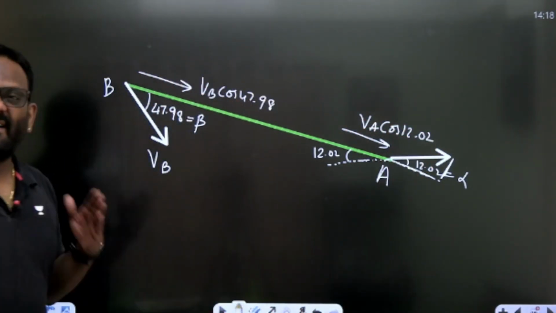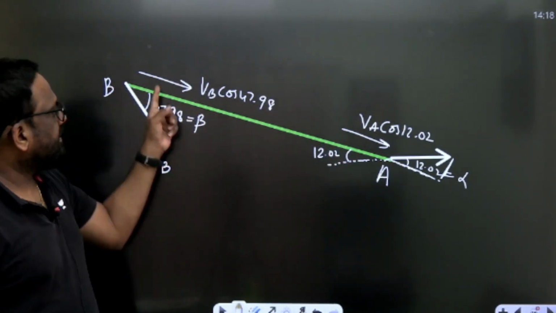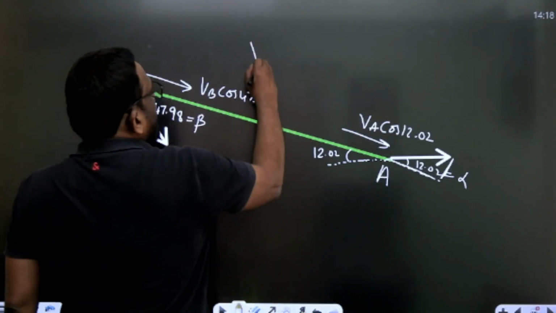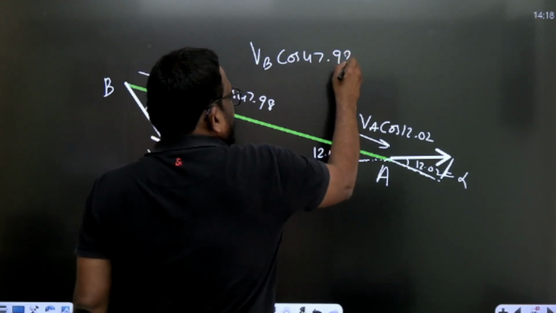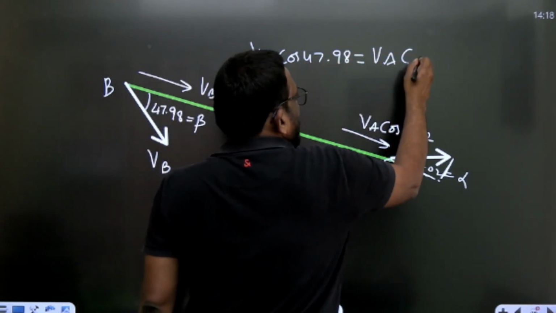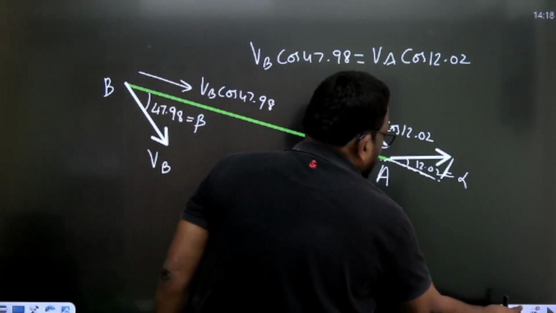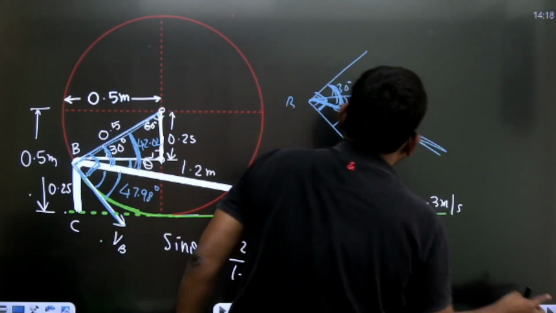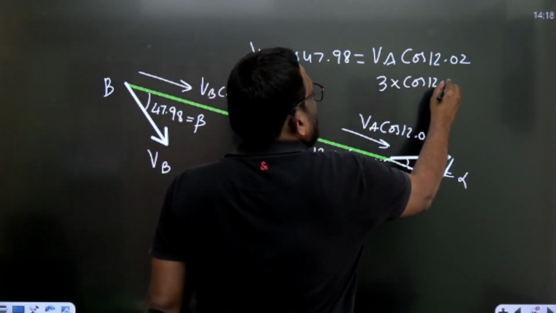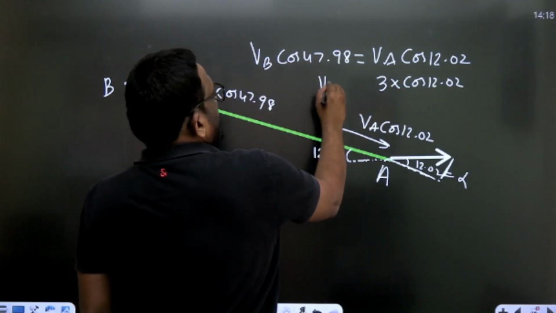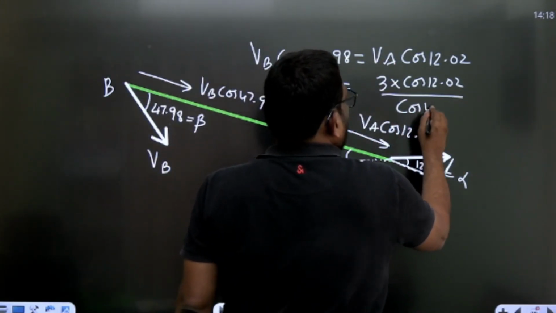So, you know it is a rigid link. For a rigid link, there will not be any relative velocity along the length of the link. So, equate these two. That is VB cos 47.98 is equal to VA cos 12.02. Already VA is given to us, 3 meter per second. So VA is 3 into cos 12.02. And if you want VB, divide with this cos 47.98.